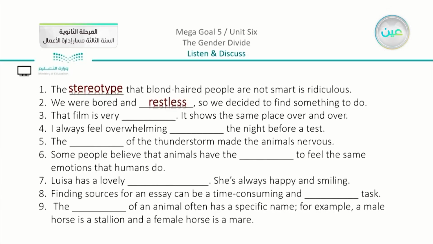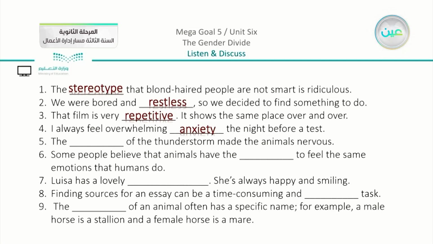That film is very blank. It shows the same place over and over. Now, when we say that something is over and over, we have here something that is repetitive. Now, moving on, we have here, I always feel overwhelmed the night before a test. Now, the night before a test, we can feel that there is some kind of feeling that can be anxiety.